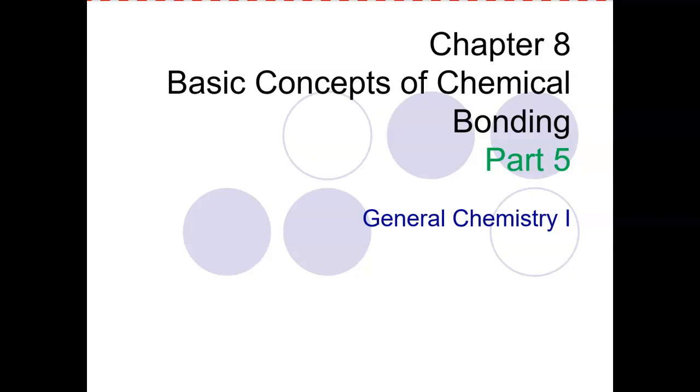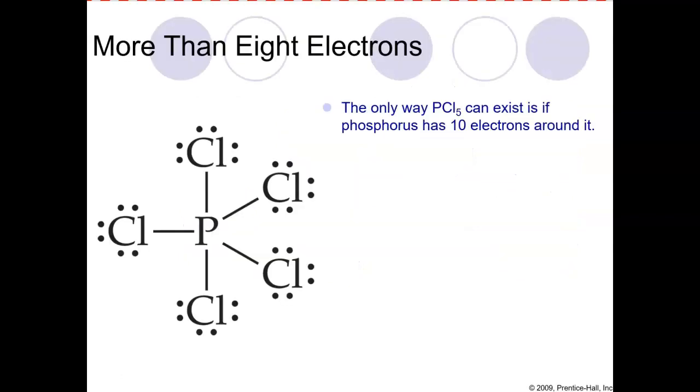Our third scenario is when there are more than 8 electrons around the central atom. And that's what this video is about. We're going to talk about those, and then I'm going to remind you really quick of something we learned in chapter 5 that applies to this.